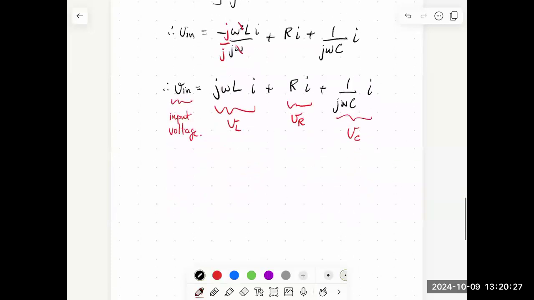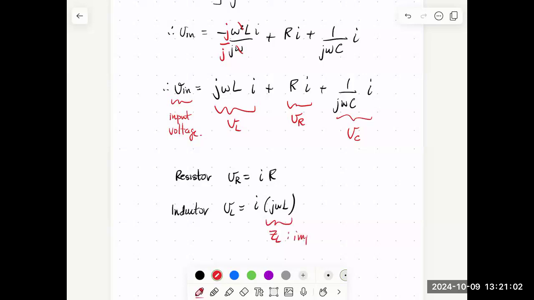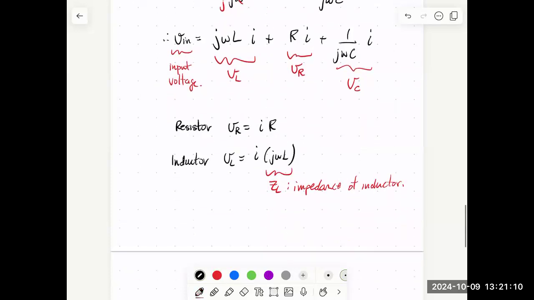Okay, so what we can say is for our resistor, the voltage across the resistor is IR. For our inductor, the voltage across the inductor is I times j omega L. What we're going to do is call this j omega L the impedance of our inductor. So this is ZL, which is the impedance of our inductor. And then for our capacitor, the voltage across our capacitor is I times 1 over j omega C, and we're going to call this 1 over j omega C the impedance of our capacitor.